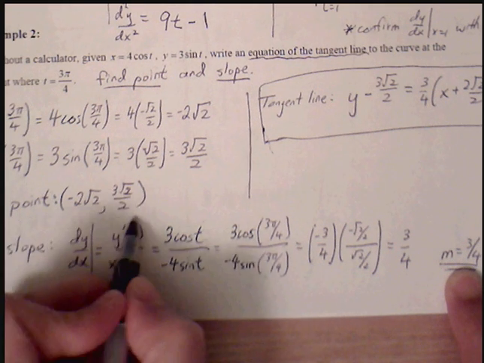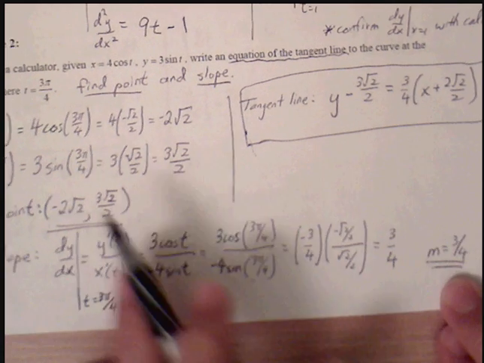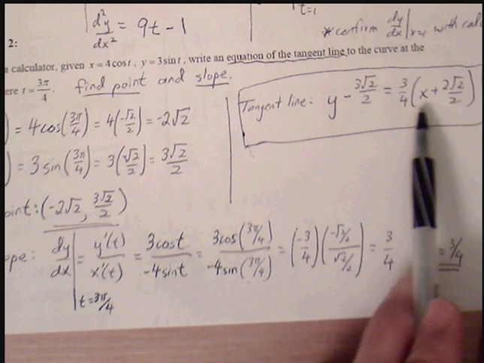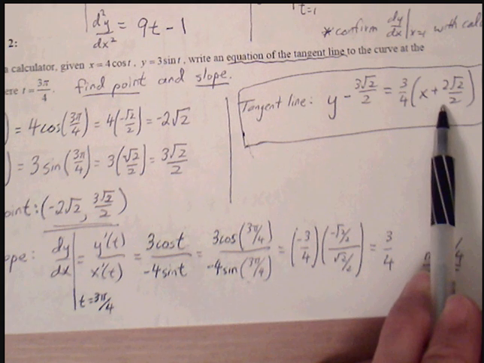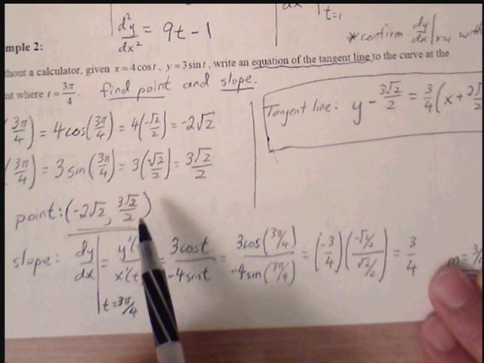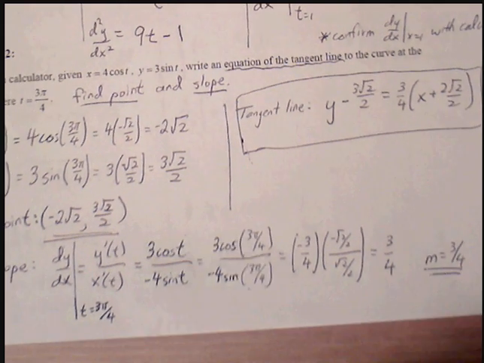We have our slope and we have our ordered pair. So now we just put this into our tangent line equation, which is y minus y sub 1 is equal to m times x minus x sub 1. And this should be negative 2 root 2. Sorry, just positive 2 root 2.